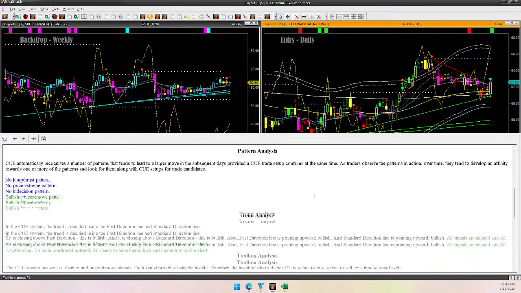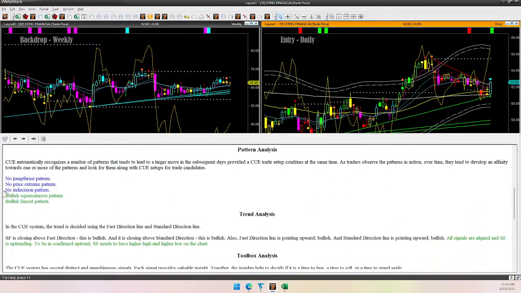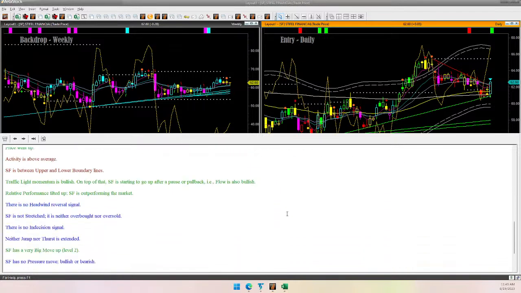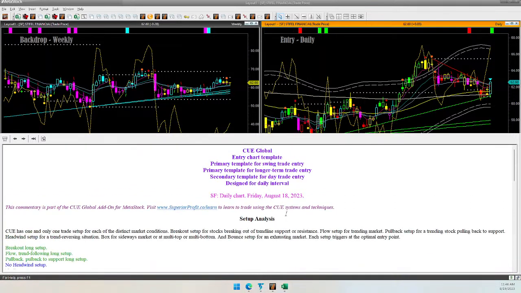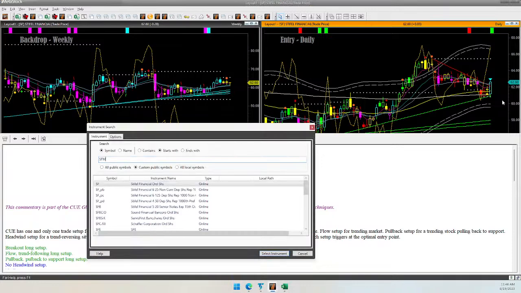In terms of pattern, it has a squeeze move pattern as well as a fan out pattern. So both in terms of pattern and setup, it is a definite technical buy setup. And if we went to the trend analysis and toolbox analysis, I'm just scrolling down, you'll see lots of greens, no red, so it's all bullish in terms of signals also. In any case, in terms of setups and patterns, it's bullish enough to buy. That is SF. Let's look at SFM also.